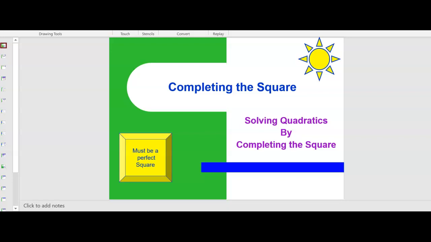So in this video, we're going to solve quadratic equations by a new method, which is completing the square. This new method is a universal method for solving quadratic equations. It means if you cannot factor the trinomial part, you can always complete the square to solve the equation. Okay?